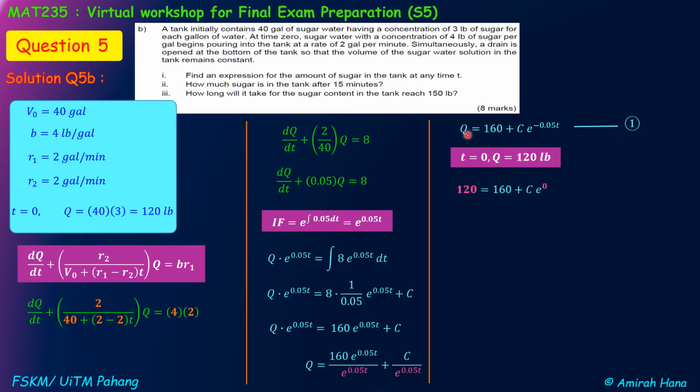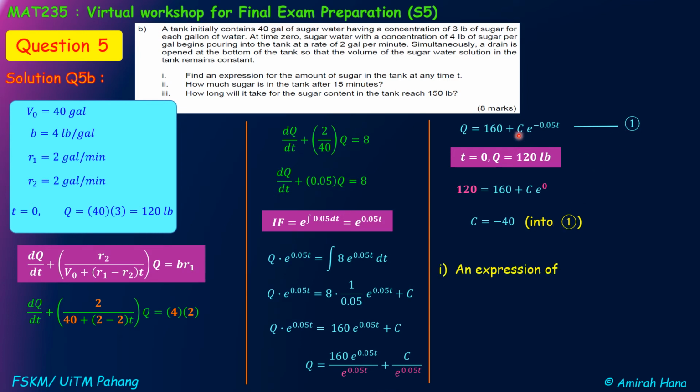So we have 120 equals to 160 plus C times e to the power of 0, since we replace t equals to 0. E to the power of 0 equals to 1. So we have 1 times C equals to C, which equals to 120 minus 160 equals to negative 40. After that, we substitute the value of C into equation 1.